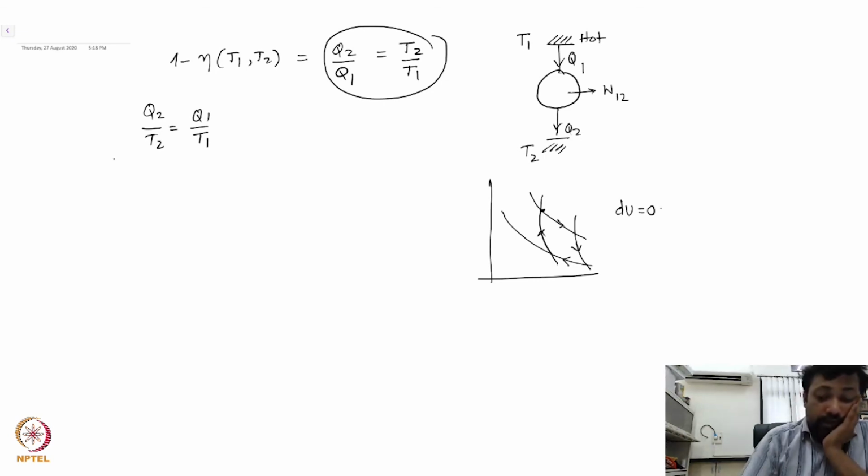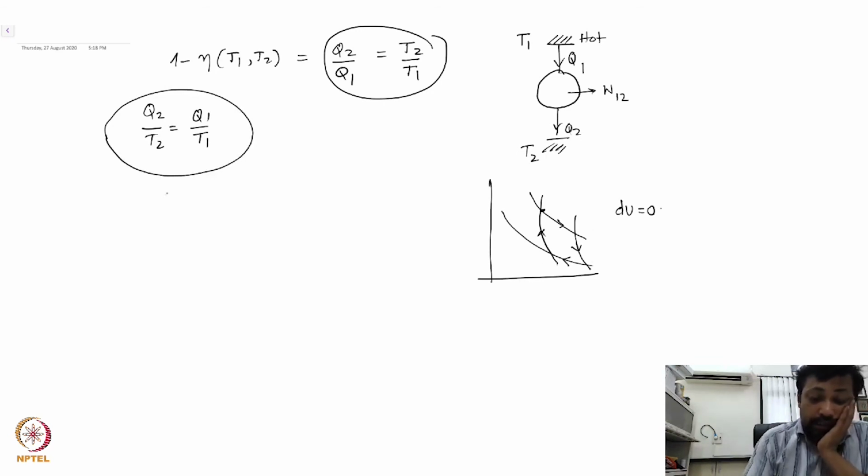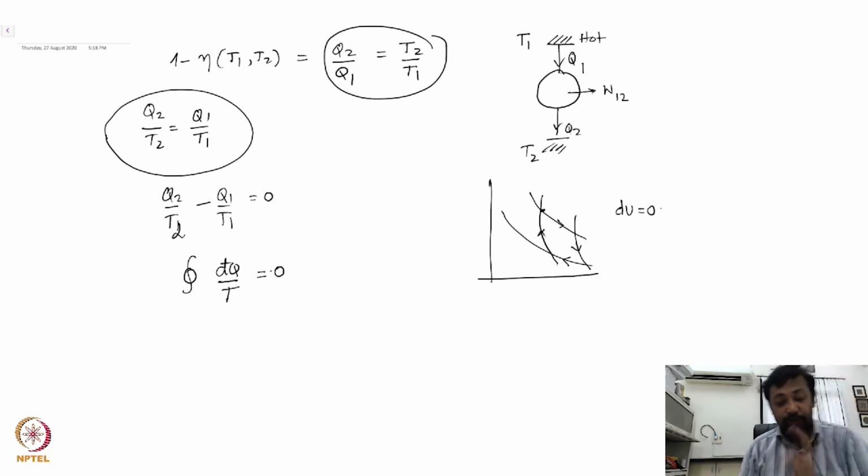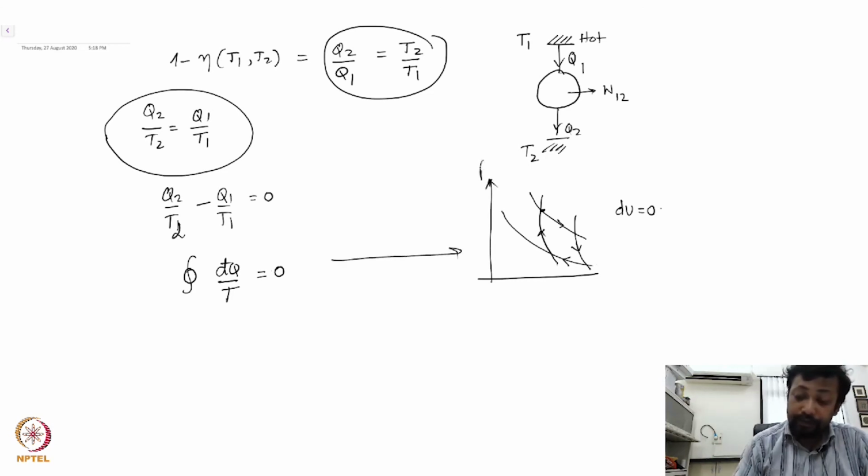But if you just look at this equation, in this whole process, you can see I can again write down this equation as Q2 over T2 minus Q1 over T1 is equal to 0. But the left hand side is clearly the closed integral of d-cut Q over T is equal to 0. Because if I am to perform this integral for this particular machine, for this PV diagram of the Carnot engine, let's look at this integral.